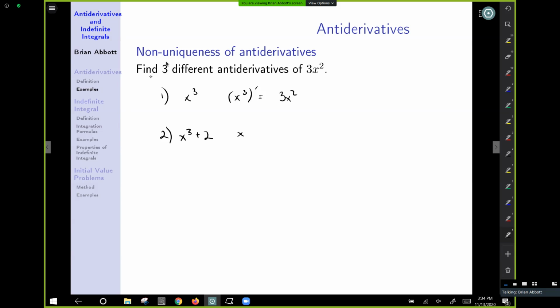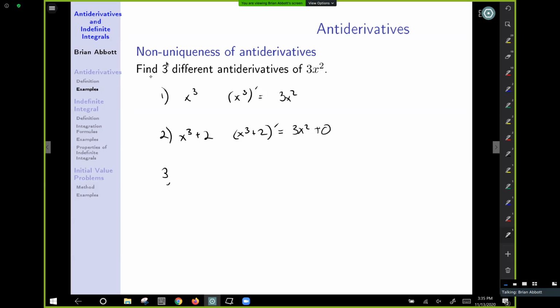And sure enough, to check, x to the third power plus 2, take the derivative of it. Again, it's going to be 3x squared from the x expression plus 0 for the 2. And we've done it. That expression, x to the third power plus 2, has derivative 3x squared. So x to the third power plus 2 is an antiderivative of 3x squared.